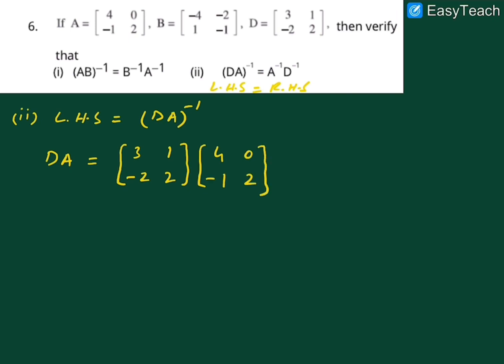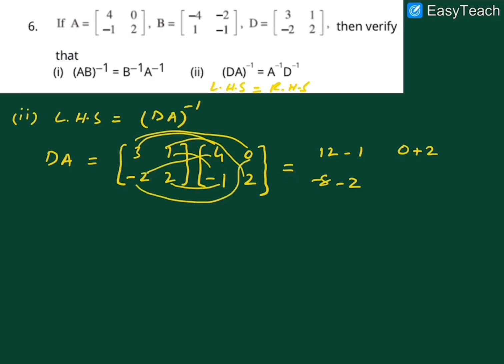So just multiply, you will get 3 times 4, minus 1 times 1, 12 minus 1, 3 times 0 is 0, and 1 times 2 is 2. Then minus 2 into 4 is minus 8, 2 into minus 1 is minus 2, and 2 into 0 is 0, and 2 times 2 is 4. This is how you will multiply. So what will be DA? DA will be 11, 2, minus 10 and 4.